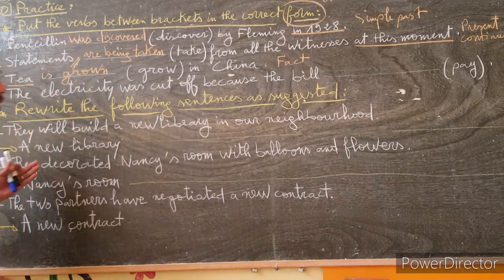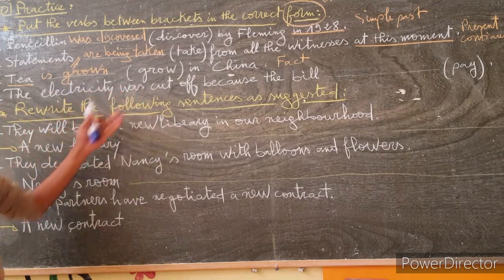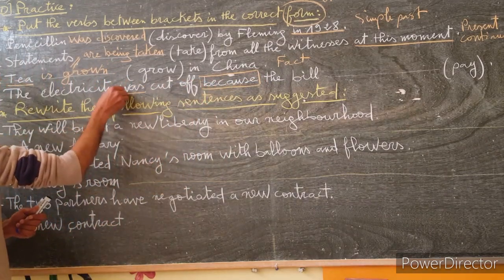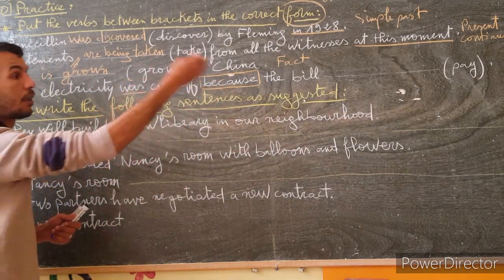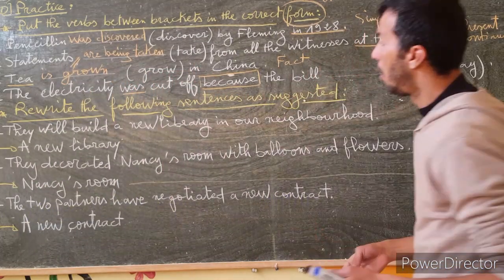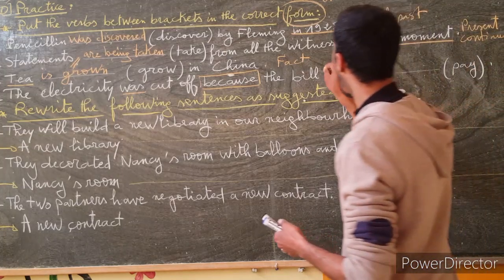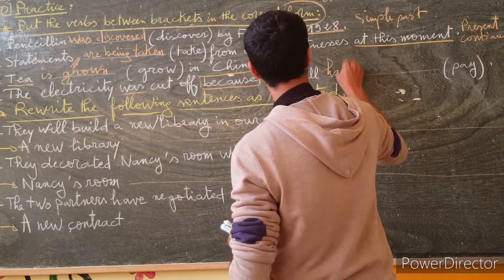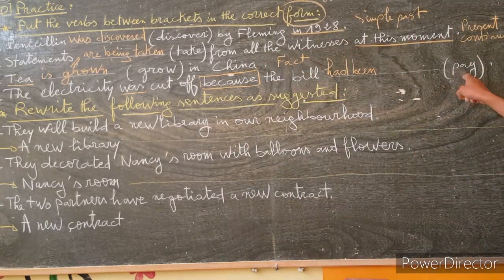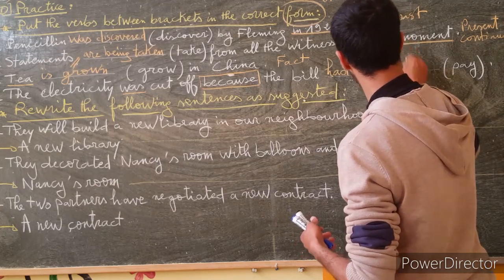And the last one in this form of exercise, the electricity was cut off because. So we have here simple past, because. So the other part of the sentence is past perfect. So we are required to mention the verb be in the past perfect, which is had been. And then followed by the verb pay in the past participle, which is paid.